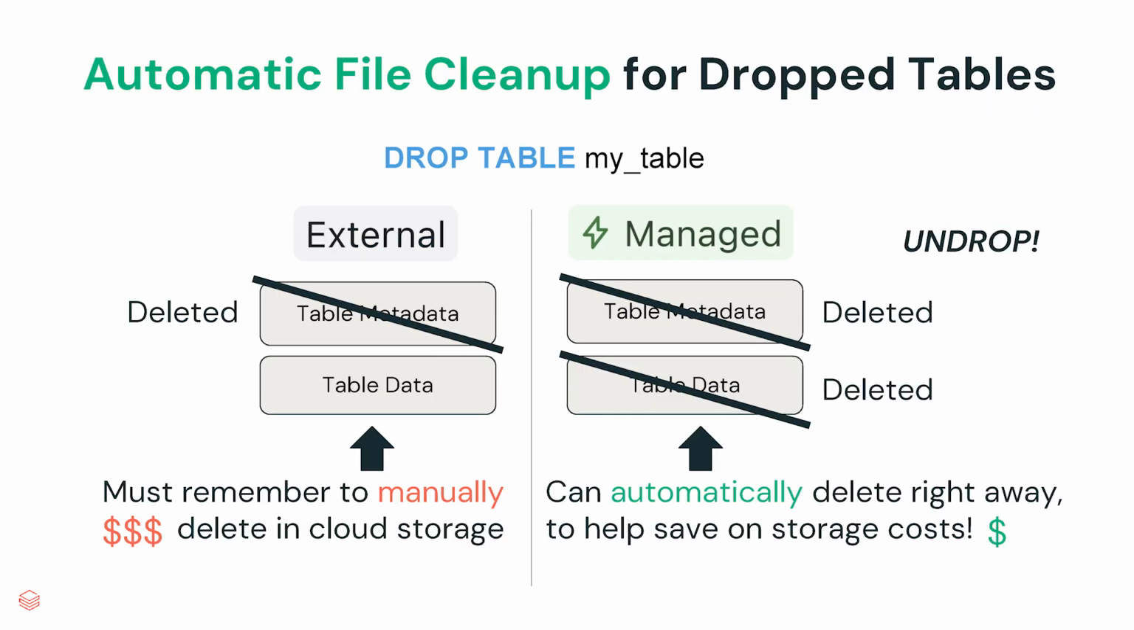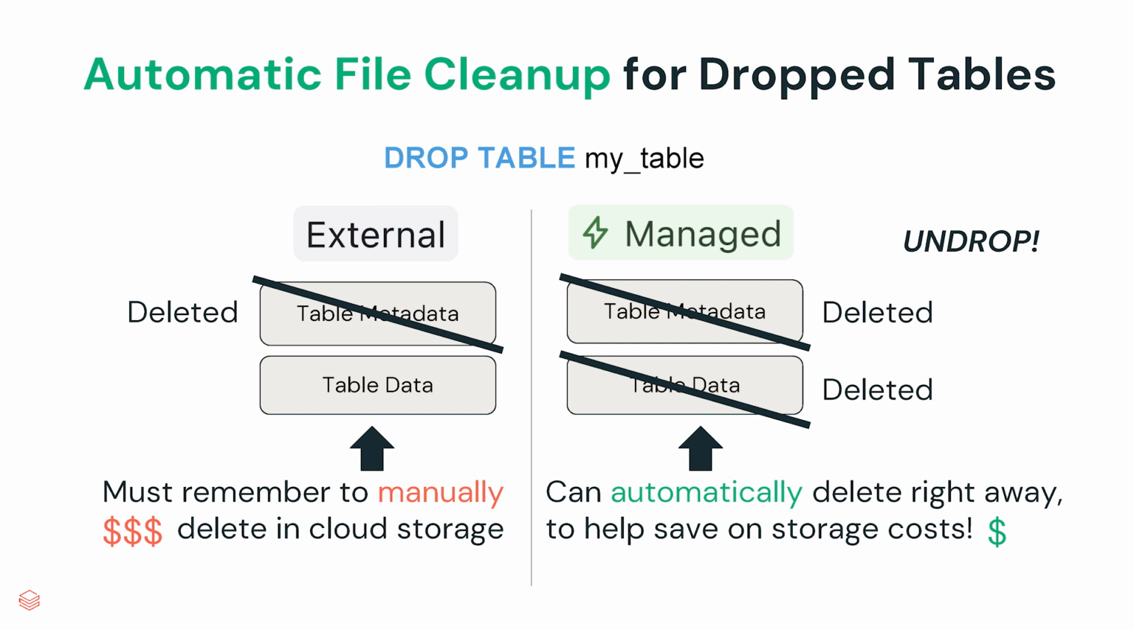Now let's talk about some features that are specific to UC managed tables, but not necessarily part of predictive optimization. We've got automatic file cleanup for dropped tables. Let's say I run drop table, my table. I want to delete it, I want to get rid of it. With an external table, the table metadata is deleted, but the actual table data you have to go back into cloud storage to get rid of. Some of our customers have had trouble because the developers forgot to delete everything, so you have a bunch of files sitting around that you didn't want.